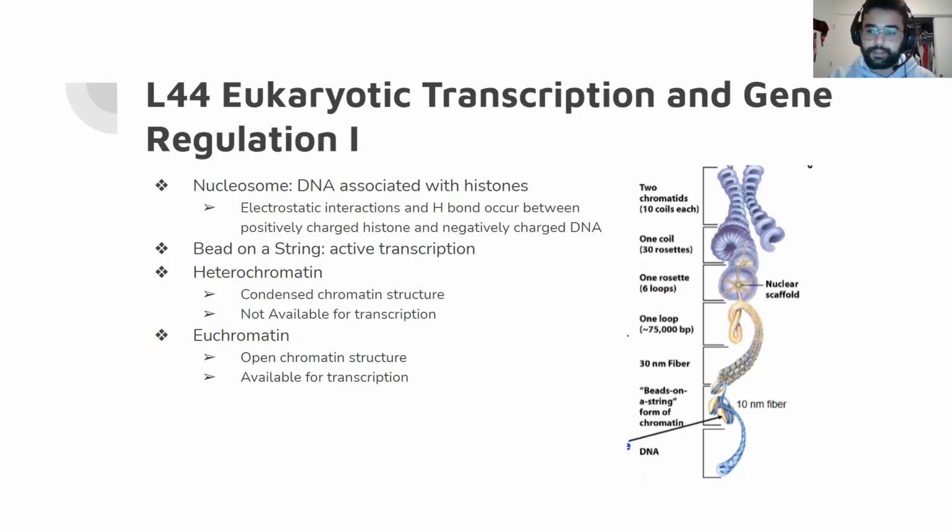Usually what you're going to see when there's active transcription, we call it a beads on a string, because you're going to see just a string, which is your DNA, and a bunch of beads, which is just our RNA polymerases doing its work. There are two different conformations for our DNA when associated with histones. We have our heterochromatin, which is a condensed chromatin structure, which is not available for transcription. And we have our euchromatin, which is just the opposite. We have an open chromatin structure, which is available for transcription.